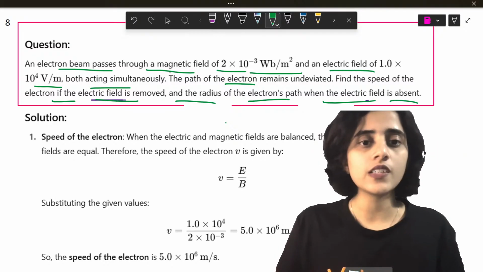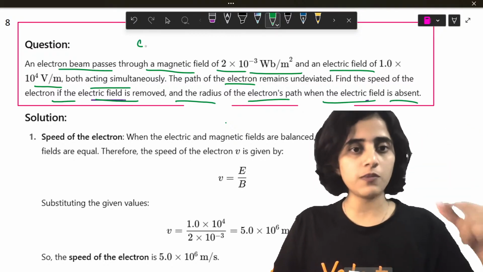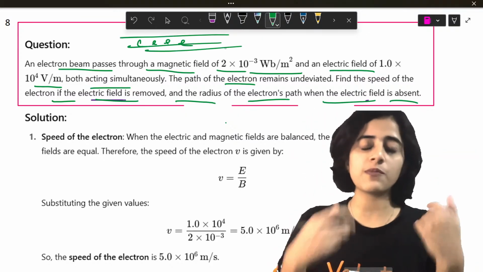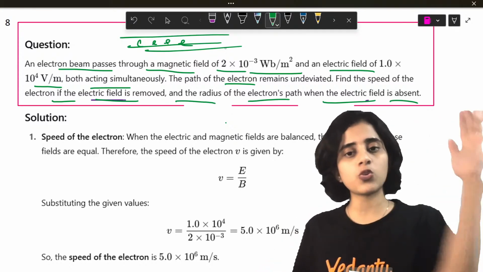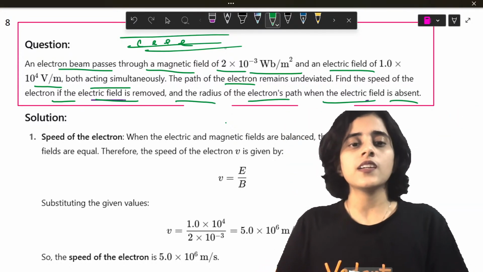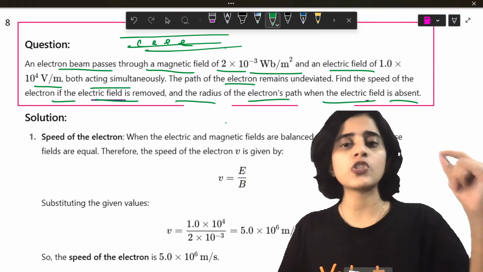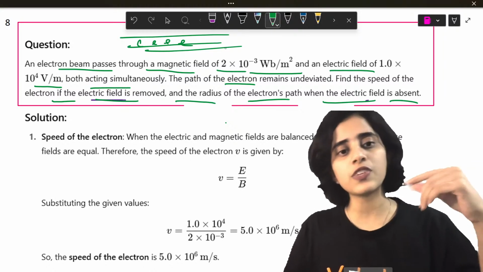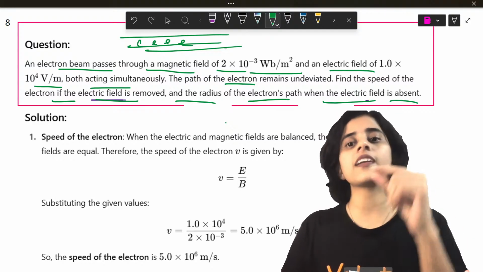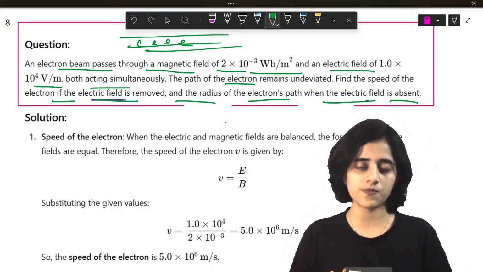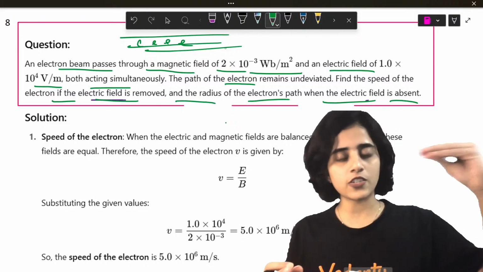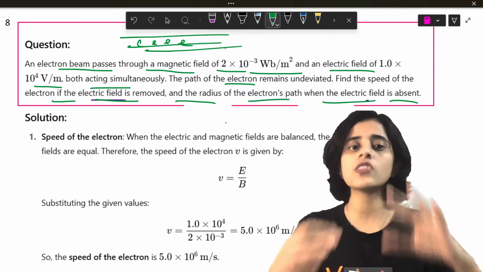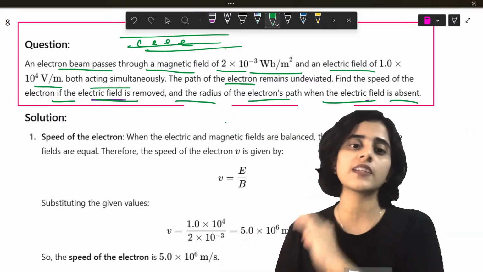Okay. So what is happening here? There is an electron beam passing through a magnetic field and an electric field, both together. The electron is not deviated because of these two. You have to find the speed of the electron if the electric field is removed, and the radius of the electron's path when the electric field is absent. I hope you understand the question. Electrons are coming, there's an electric field, there's a magnetic field, but the electron is undeviated. Now imagine the electric field is not there. At what speed does the electron move?